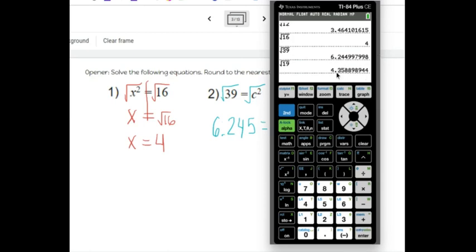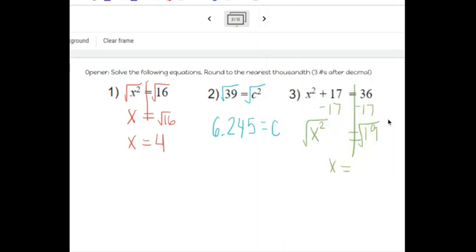We're rounding to 3 decimal points, so 4.358, but the number behind it is too big, so I'm going to change that 8 to a 9. Oop, I made a mistake.